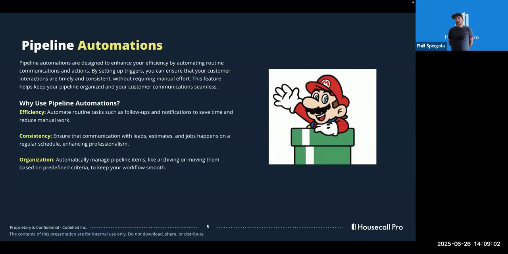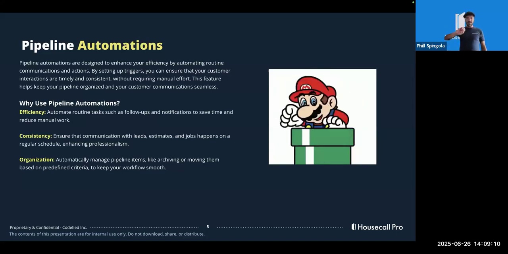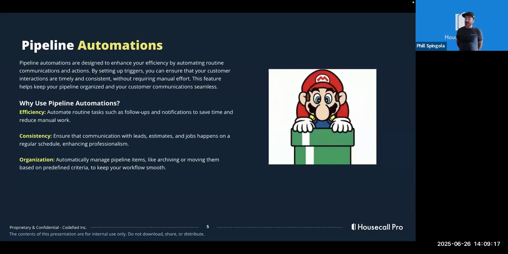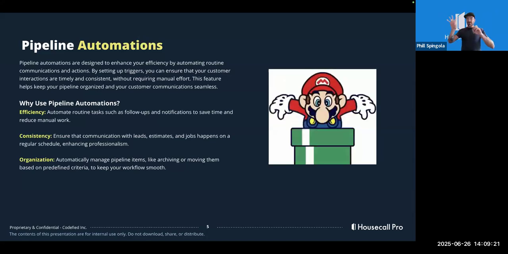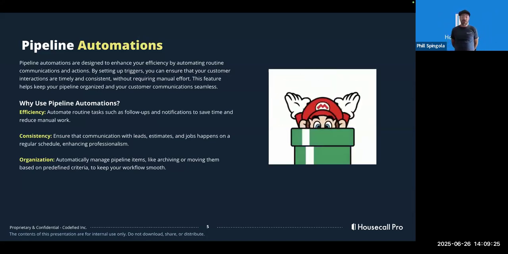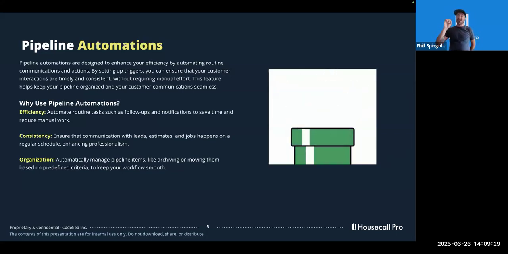There's also the consistency side of it. Because you set it up as a default, you're not sitting there every day trying to figure out what you want to say. You do it one time and let us do the rest for you. Then there's also organization. I've talked to a lot of pros that have come over from pen and paper or do things more manually, so they have a lot of these templates everywhere. Now with the pipeline automations, you can essentially put those templates into the automation side so that, again, we're going to do the work for you.